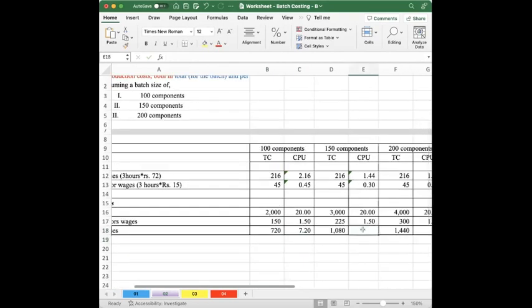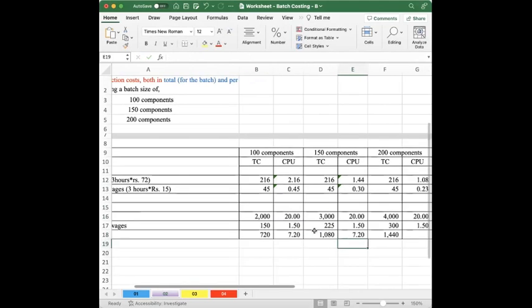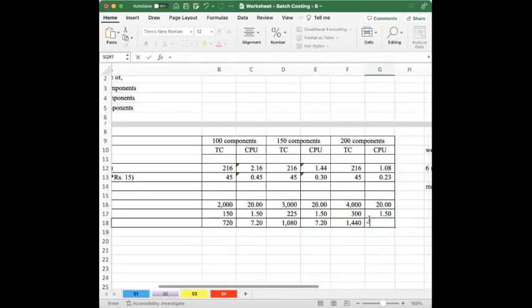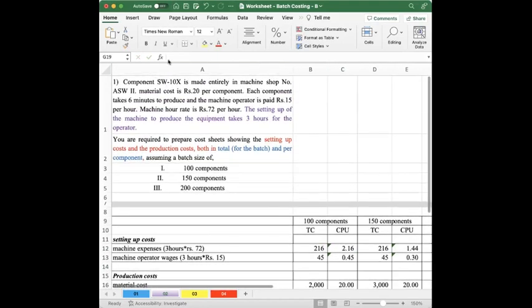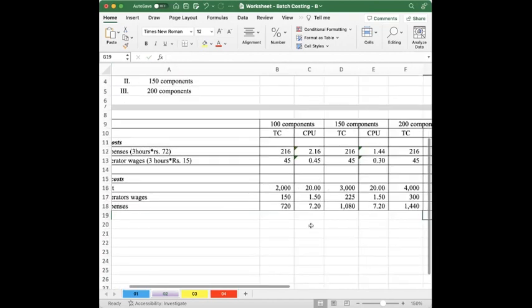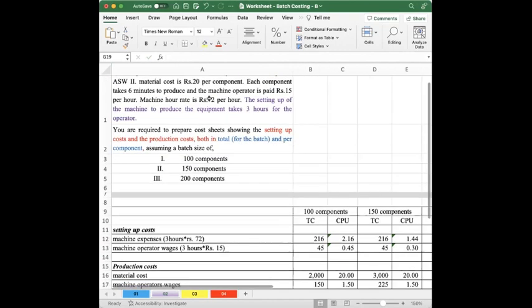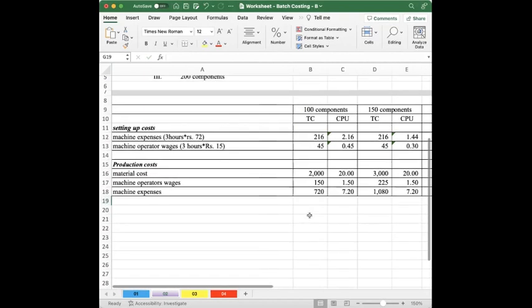It's given, right? 7.2 was given there. But again, here also you can find it from the question. 150 divided by 200. 7.2, was it given? No, it's not given, right? So we have to find it out anyway, right? Only 72 rupees per hour was given. So we found out the total machine expense by multiplying per hour rate into number of hours required to complete this batch. Then we found out the per unit cost, right?